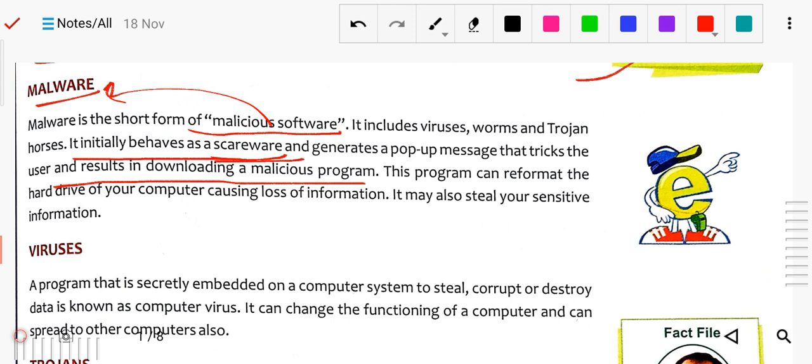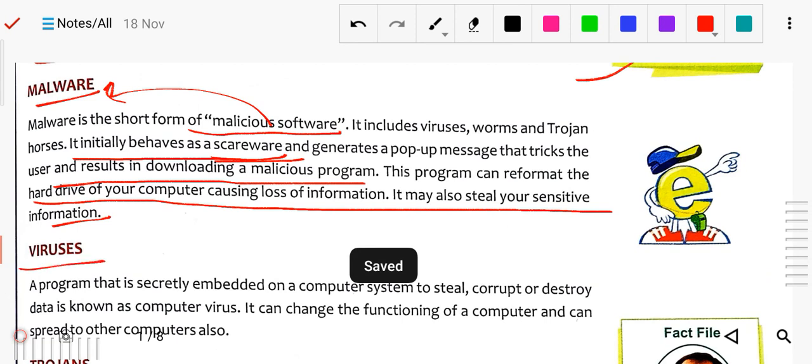This program can reformat the hard drive of your computer, causing loss of information, and it may steal your sensitive information. Once it is downloaded, it will clean your hard drive, meaning any data will be erased, whatever files you have stored will be deleted. Okay, so initially it will behave like scareware. Scareware means it will give information like, oh, this is very useful for you, I just have to do this, but it is not useful. They are just trying to mislead you, to convince you to download it. Okay.